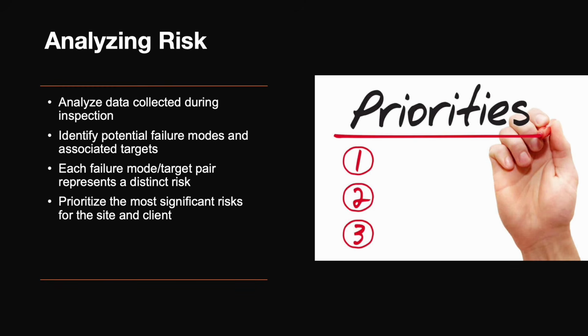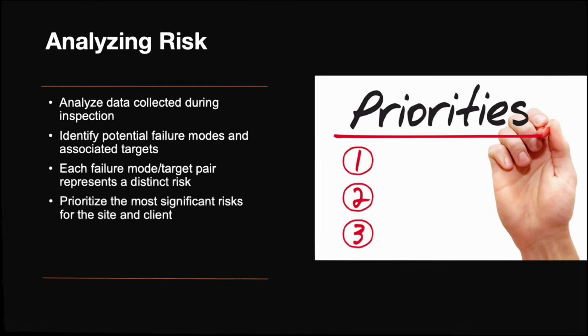After the inspection, we analyze the data to determine risk levels. We identify failure modes, where and how a tree might fail, and match them with potential targets. Each failure mode and target pair is analyzed as a separate risk. Some trees can have multiple failure scenarios, so we focus on the most significant ones for that location.